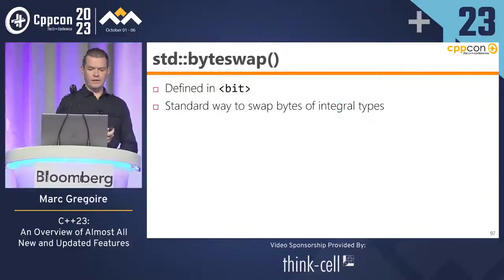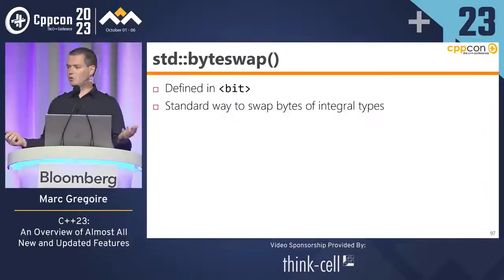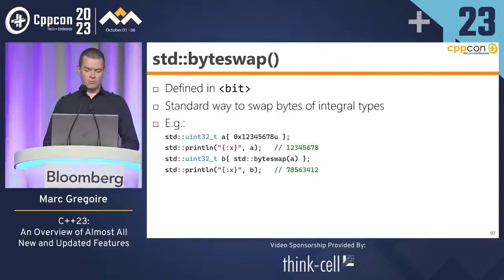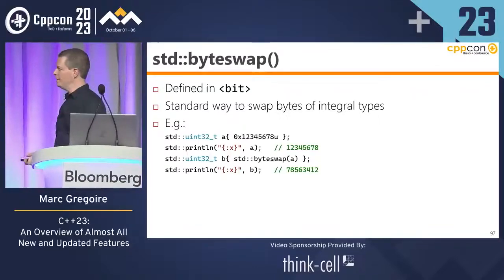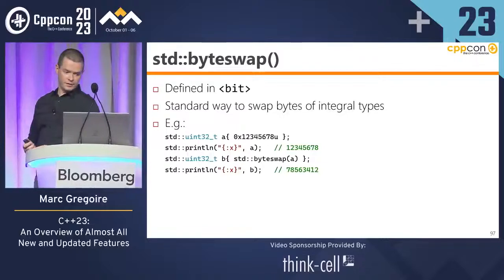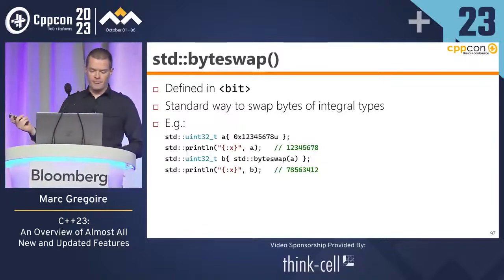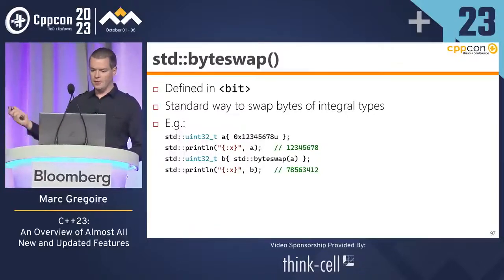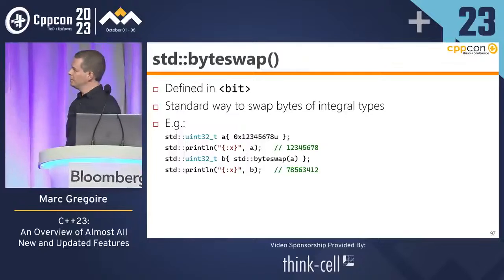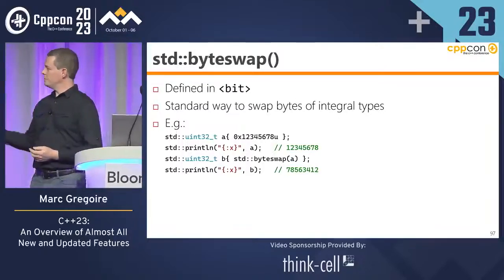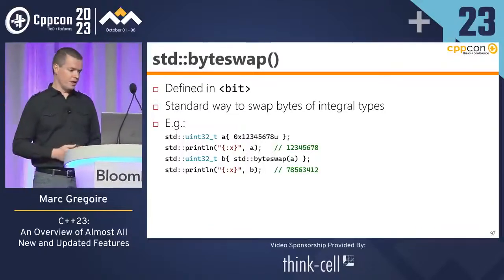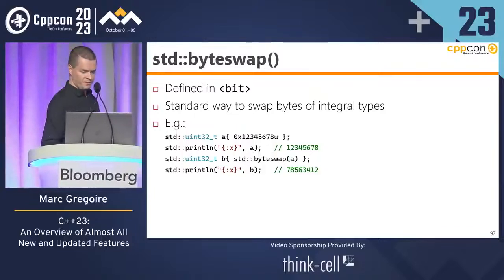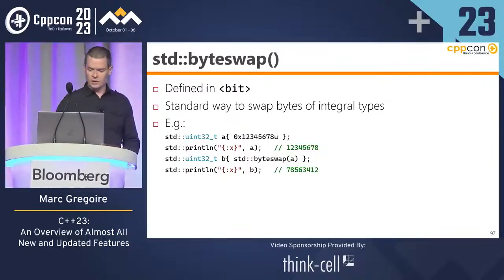Byte swap, it's defined in <bit>, and it's a standard way to swap bytes. Before this, there was no standard way to swap bytes. If I have an unsigned 32-bit integer here, and I print it using println, the output will be 12345678. If I swap the bytes, you see that the result now is that the bytes are swapped. So this is now the standard way to swap bytes.